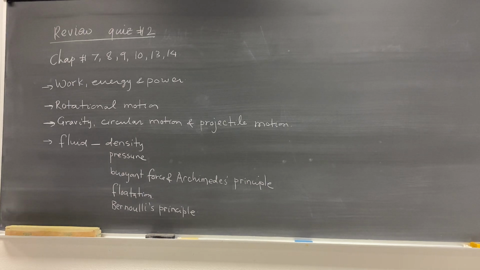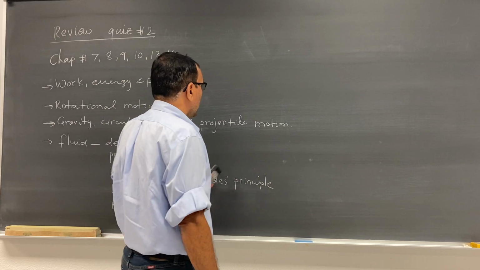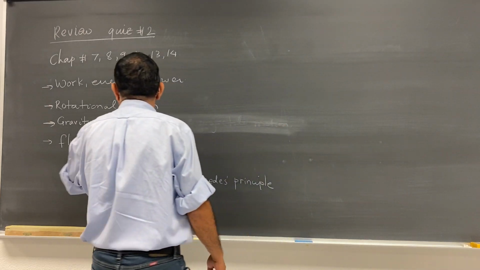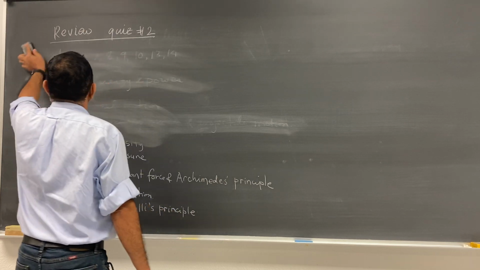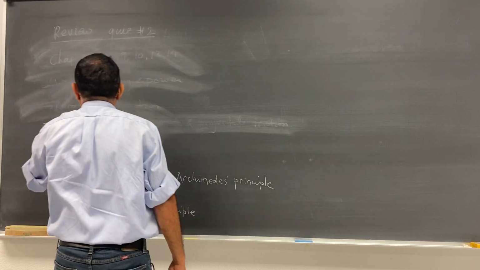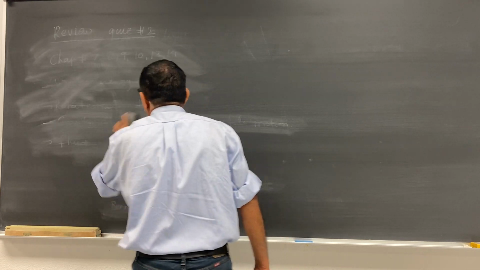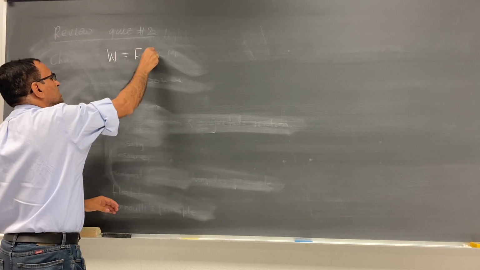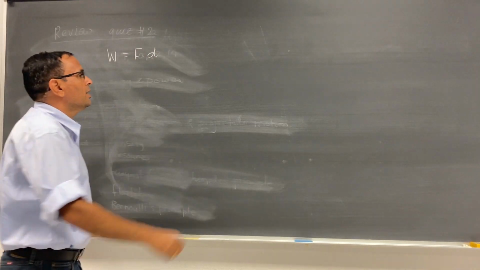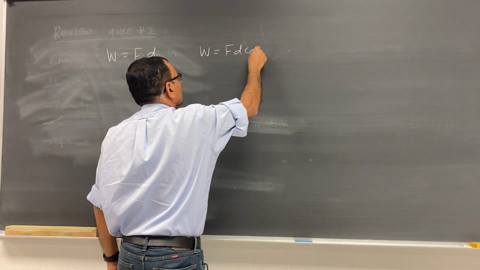Quiz number 2. Okay, so chapter 7, I do not take a time. Chapter 7 is basically the work, energy, power chapter. So you recall the definition of work. Your work done is W, which is F times D, the basic formula, and another formula is W equal to FD cosine theta.